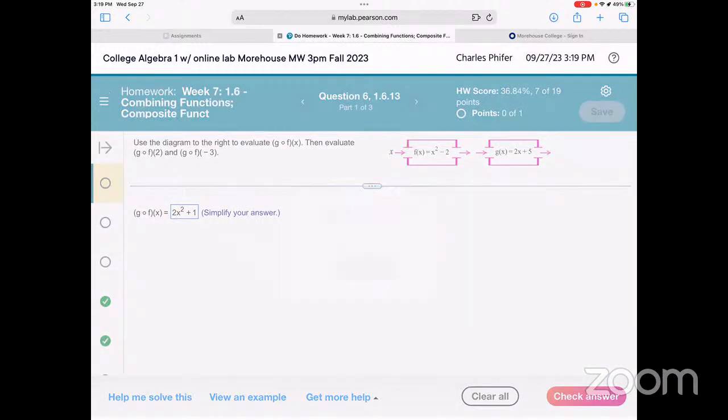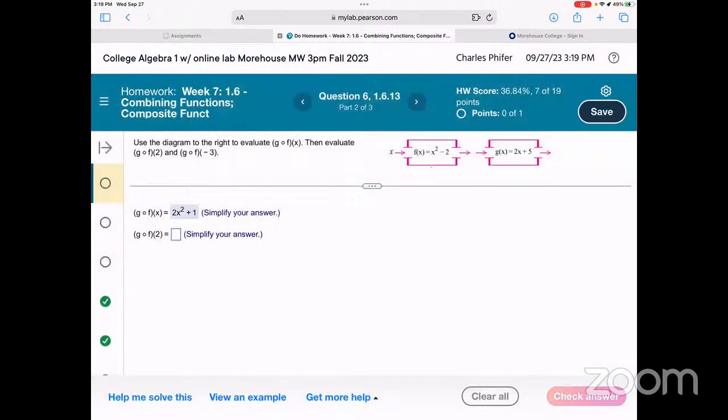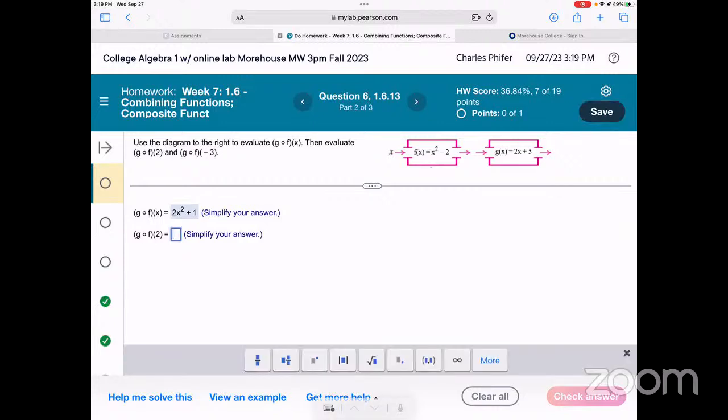Okay, so G compose F of 2 means G of F of 2, right? Let's find F of 2 first. If we plug 2 into F, that's going to be 4 minus 2. That result is a 2. Then we take that 2 and plug it into G. That's going to be 4 plus 5 is 9. So that result should be 9.